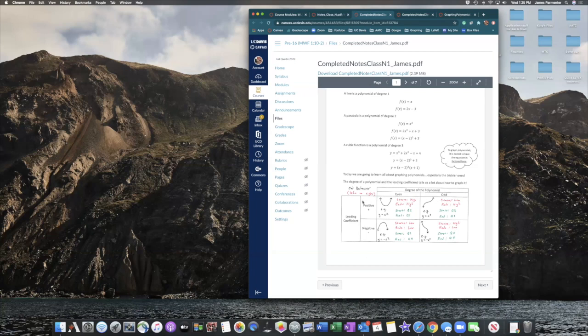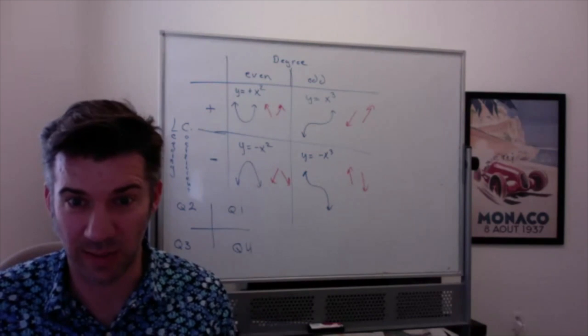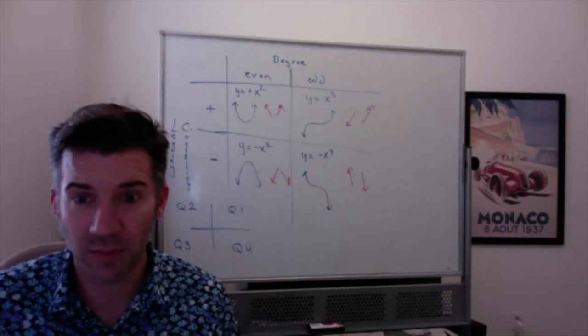So for a positive leading coefficient, you're going to start low and end high. Or you're going to start down in quadrant 3 and end high in quadrant 1. And for a negative leading coefficient with an odd degree, you're going to start high and end low, or start up in quadrant 2 and end over in quadrant 4. So when I'm graphing something, this is definitely one of the things I consider. But after that, the rest of this is just examples. So let's do some examples.